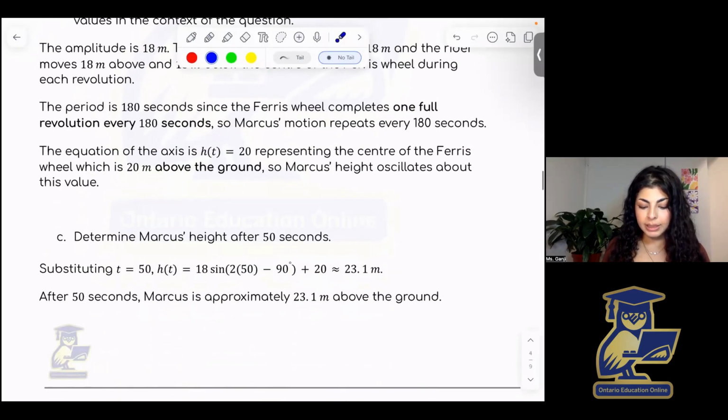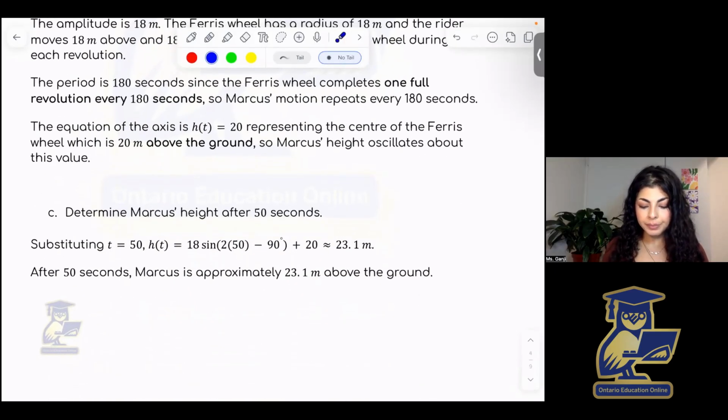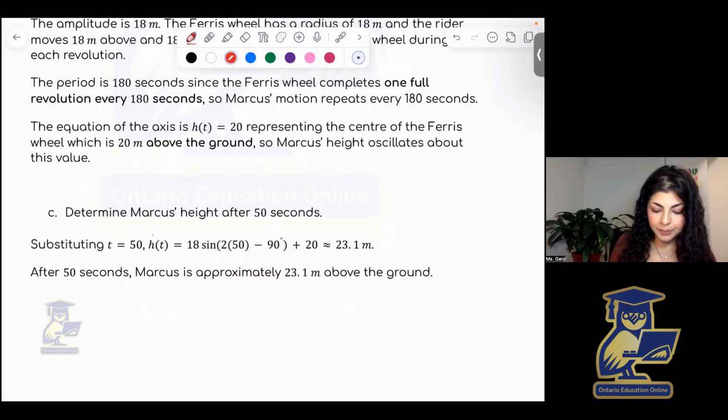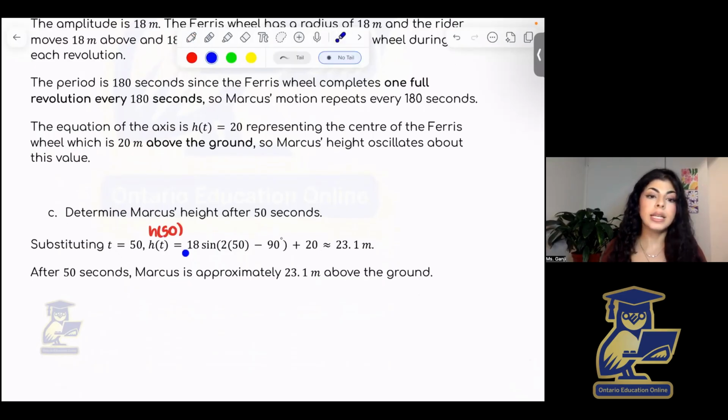Now, determine Marcus's height after 50 seconds. So here we have t is equal to 50, so we're just substituting this value in. So actually this is h of 50, and this is equal to 18 times sine of 2 times 50 minus 90, plus 20, which is approximately 23.1 meters. So after 50 seconds, Marcus is approximately 23.1 meters above the ground.